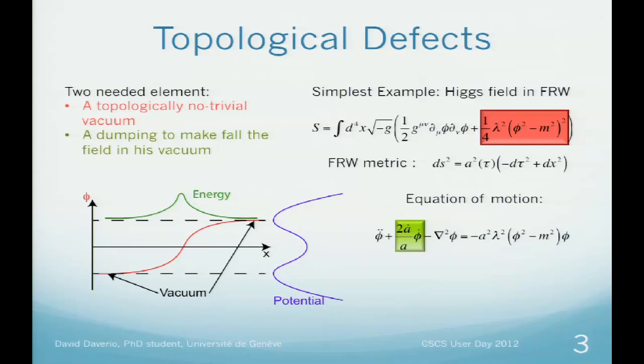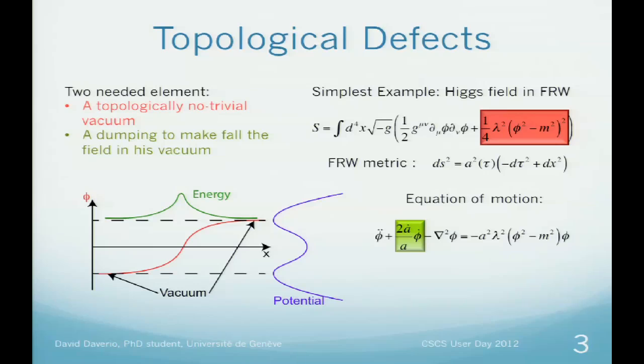And the second thing is a damping term that makes the field fall into its vacuum. So the simplest example that we can imagine is the Higgs field. Let's take a scalar Higgs field, a real scalar Higgs field. So we have this kinetic term and the potential term. And the potential is, as I draw it here, with two separated voids. So we are in the case where we have two separate places, so it's not topologically trivial.